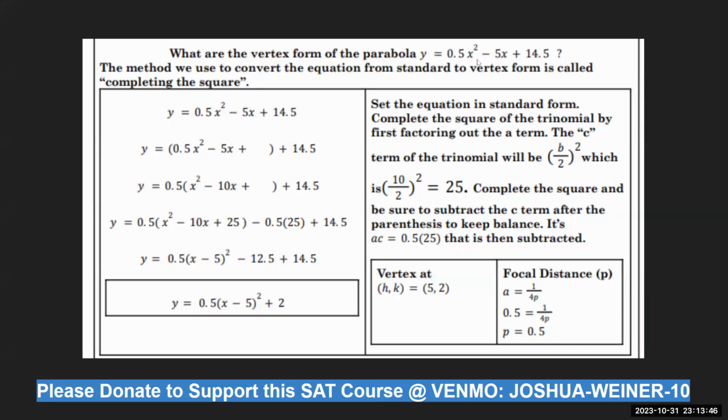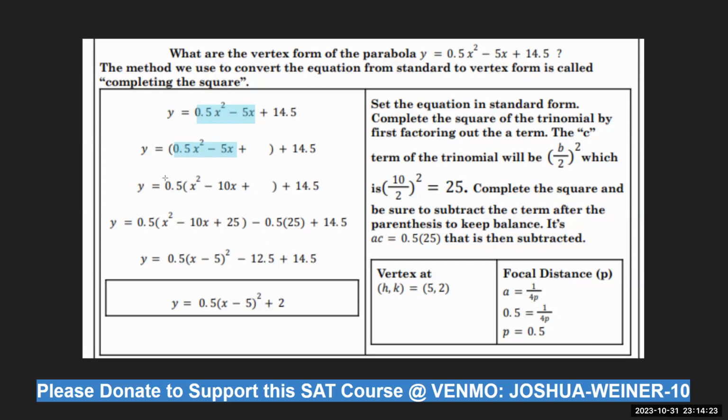What is the vertex form of the parabola y equals a half x squared minus 5x plus 14.5? Well, here your teacher should have taught you the method called completing the square. And here we set the first two terms aside as written, a half x squared minus 5x. Here are the first two terms. And then we're going to leave a space for the number of units to complete the square and leave the 14.5 in place.